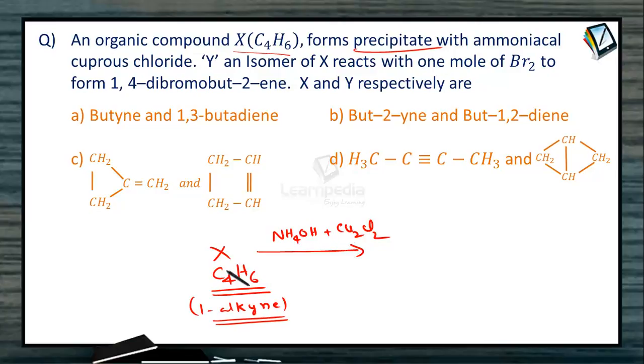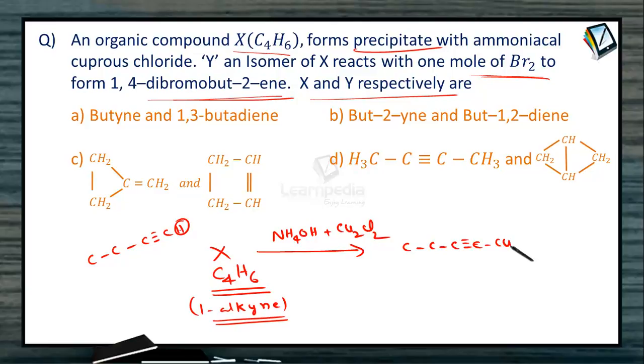And the isomer of it may be 2-butyne from the observation. Reacts with 1 mole of bromine to form 1,4-dibromobutane. Then what are X and Y? So from this reaction we can understand that it may be 1-butyne. If it is 1-butyne, then we can write it as C, C, C triple bond CH. So this particular hydrogen can be replaced by copper to give the corresponding copper acetylide, and this is a red precipitate.